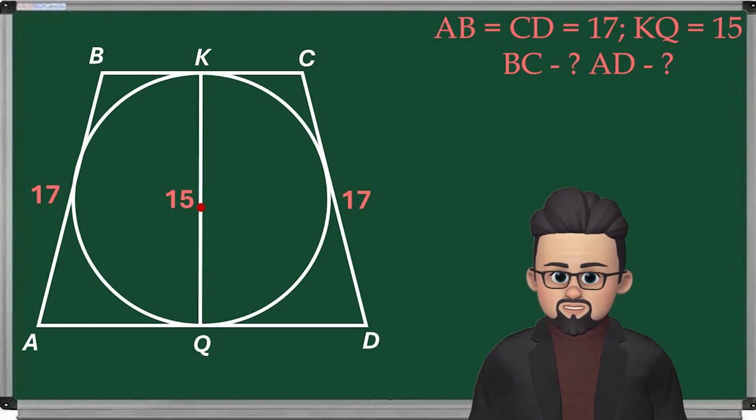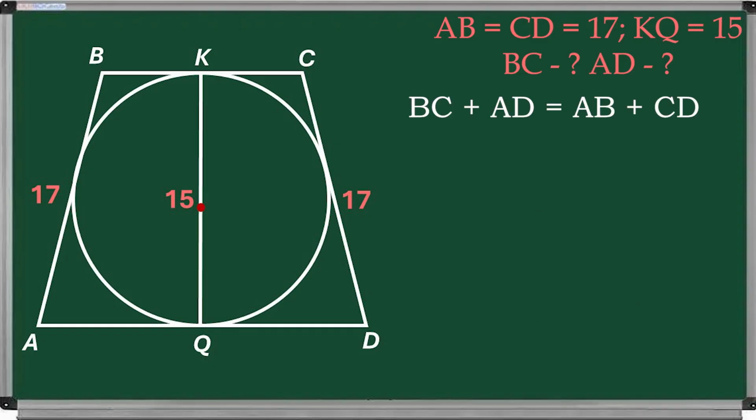Step 1. Understanding a property. When a trapezoid can have a circle inscribed inside it, there's an important property. The sum of the lengths of its parallel bases is equal to the sum of the lengths of its non-parallel sides, or legs. Let's call the non-parallel sides AB and CD. We are given that AB equals CD, and both are 17. Let the bases be BC for the shorter base and AD for the longer base. So according to this property, BC plus AD equals AB plus CD. Plugging in our given values, BC plus AD equals 17 plus 17, which sums to 34.